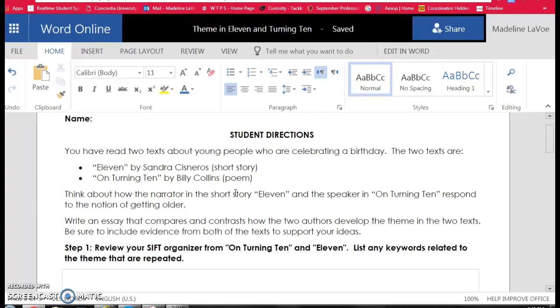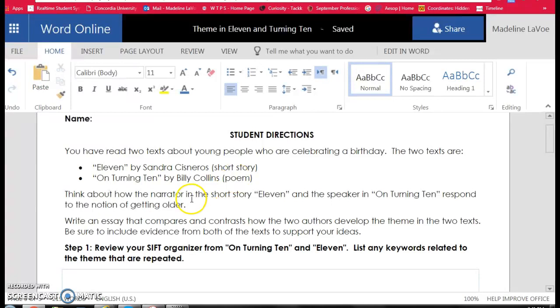Okay. So I want you guys to take a couple minutes and think about how the narrator in the short story "Eleven" and the speaker in "On Turning Ten" respond to the notion of getting older. The word notion means idea. So how does the narrator in "Eleven" and how does the speaker in "On Turning Ten" respond to the idea of getting older? We are going to be writing an essay that compares and contrasts how the authors develop their theme in both of those texts. And of course, we'll need to use evidence, which is what you are going to be finding today.